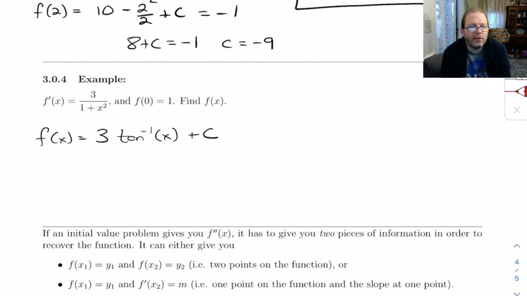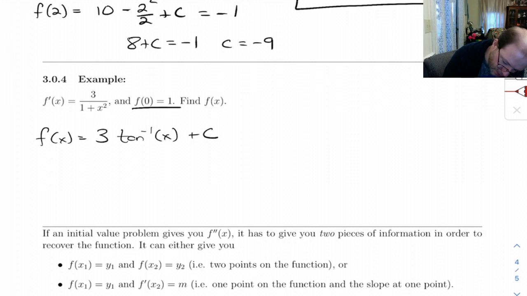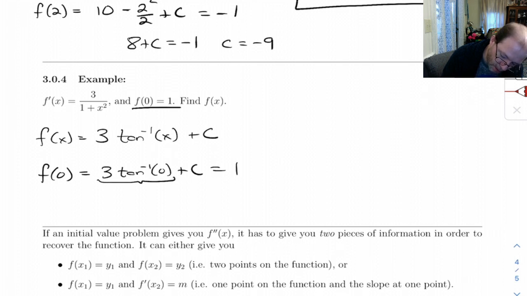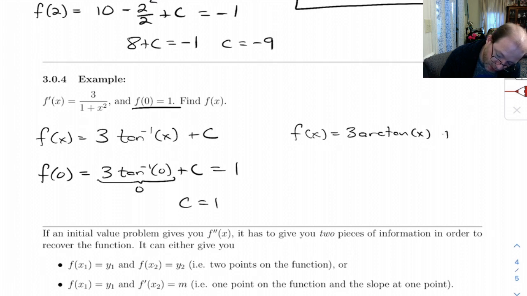All right, so now we've got to use our initial value. F of 0, let's see, 3 times arctan of 0 plus c equals 1. Now arctan of 0 is 0, so this just gives us c equals 1. So our final answer is going to be f of x equals 3 arctan of x plus 1.